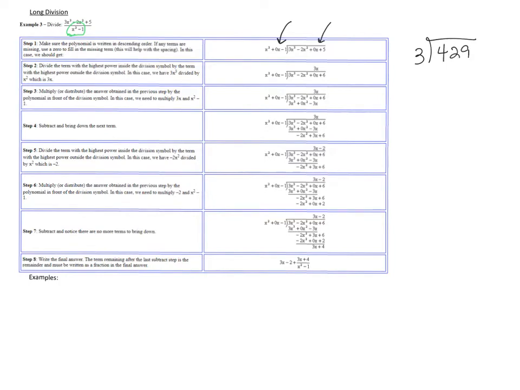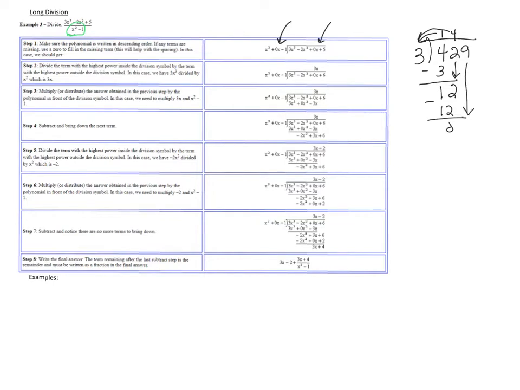429 divided by 3. Remember, whenever we were in elementary school, we would say, okay, well, can 3 go into 4? We would say, yes, it goes in there one time, because 1 times 3 is 3. Then we'd say, okay, let's subtract that. 4 minus 3 is 1. Bring down the 2. Can 3 go into 12? Yes, it goes into there 4 times. And 4 times 3 is 12. Subtract that, we get 0.